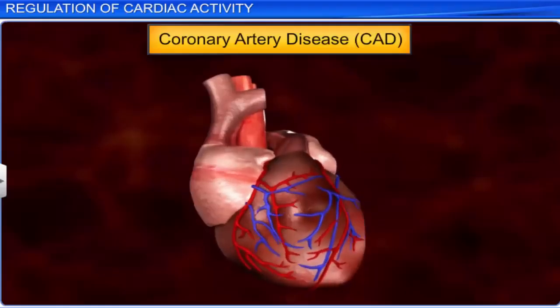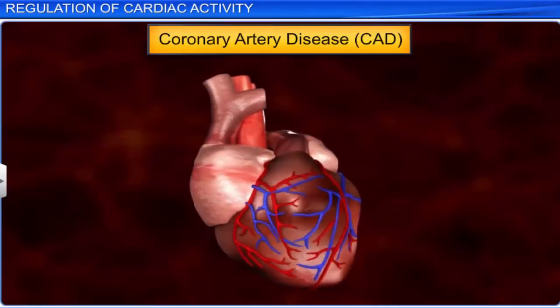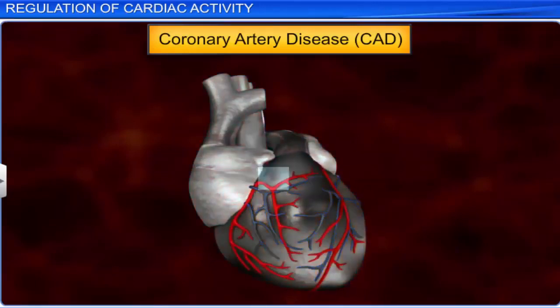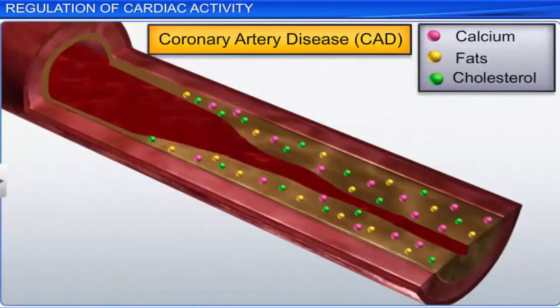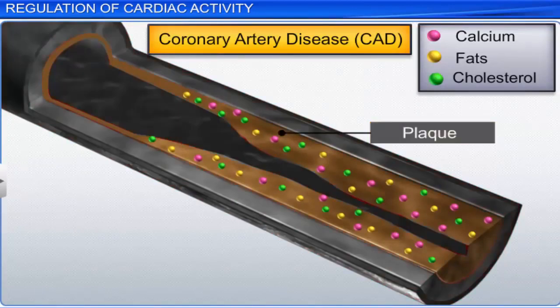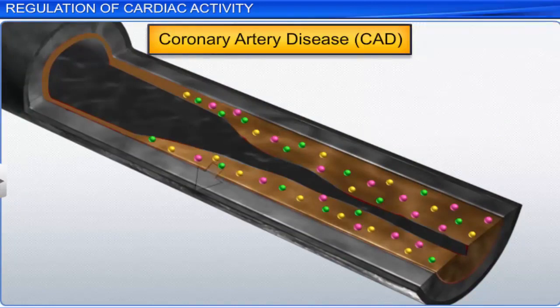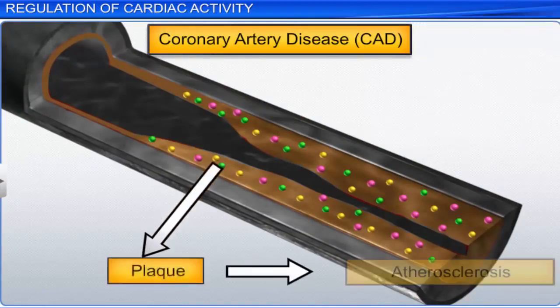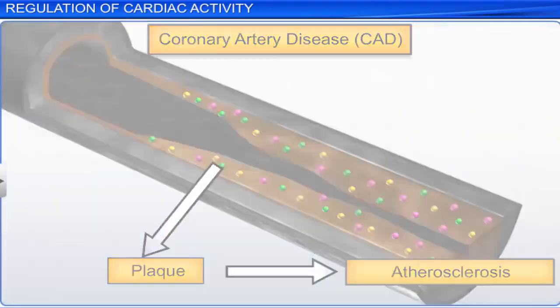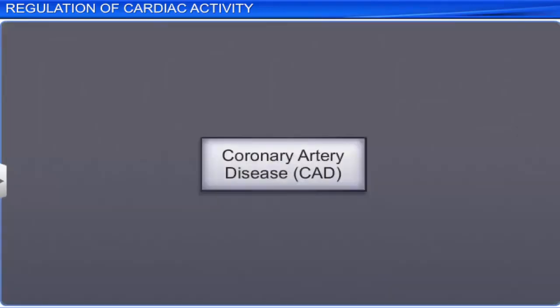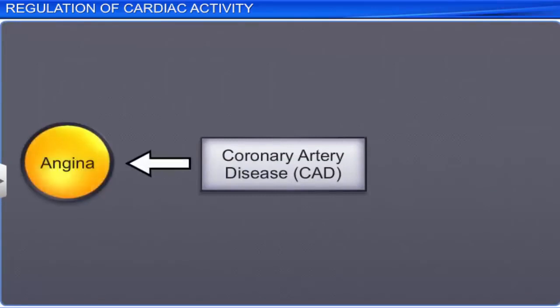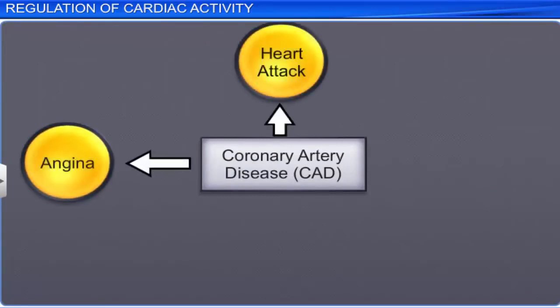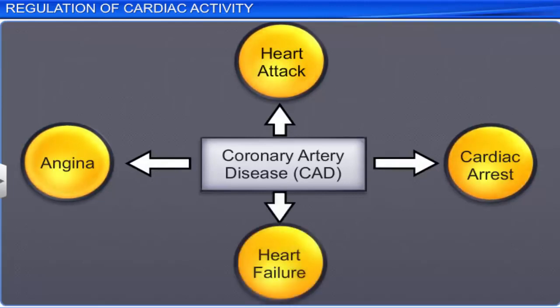Coronary artery disease or CAD affects the coronary circulation of the heart. Calcium, fats and cholesterol together accumulate and form plaque in the coronary artery and reduce or obstruct the blood supply to the heart. This accumulation of plaque is called atherosclerosis. Some of the symptoms of CAD include angina, heart attack, cardiac arrest, or heart failure.